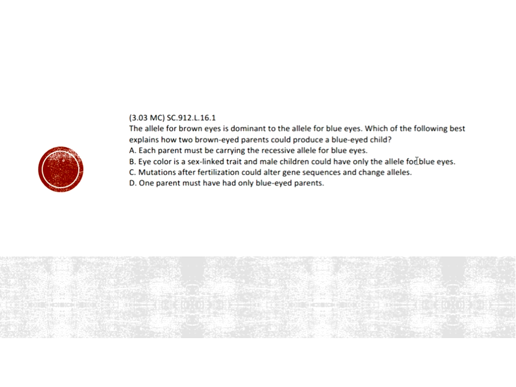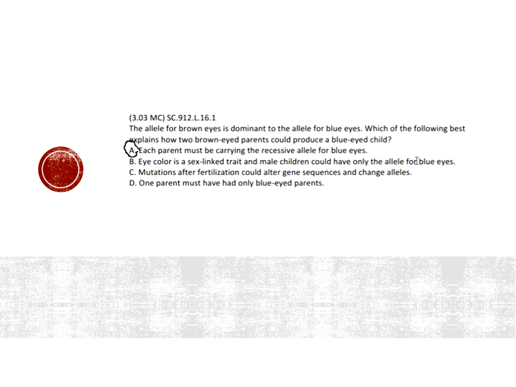A, excellent, perfect. That one didn't confuse any of you. Each parent must be carrying the recessive, because remember, a recessive can only be shown when it is combined with itself. Otherwise, it's hidden by the dominant. So if both parents are hiding that recessive, there's the chance that the recessive can come together in the offspring.